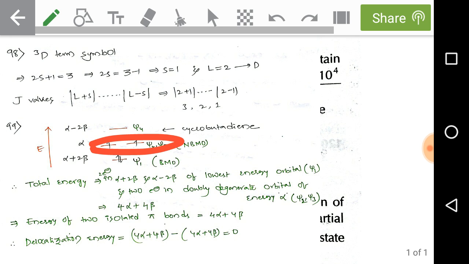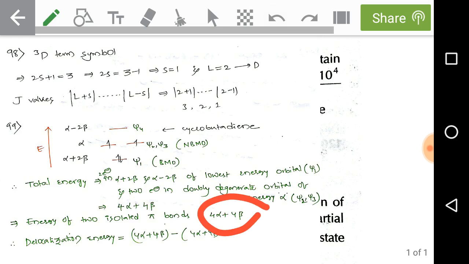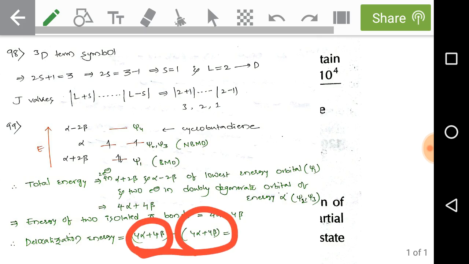So the total energy equals 4 alpha plus 4 beta, and we know that the energy of 2 isolated pi bonds equals 4 alpha plus 4 beta. Now the delocalization energy equals 4 alpha plus 4 beta minus 4 alpha plus 4 beta, that is simply 0, and 0 is the correct answer for the given problem.